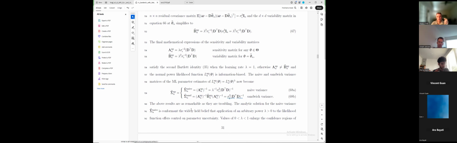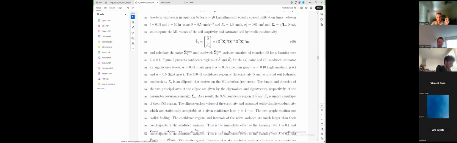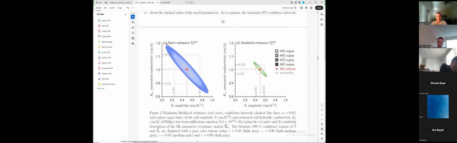So in other words, I'll show that next. Here is some result here. Naive estimator. This is the uncertainty in S and KS when you assume your model is correctly specified. And that's the confidence region you get at 99%, 95, 90, and 50. This is your maximum likelihood solution. This is synthetic data. I created this data myself, okay? That's the naive estimator. That's what we always compute. This is your correct uncertainty.